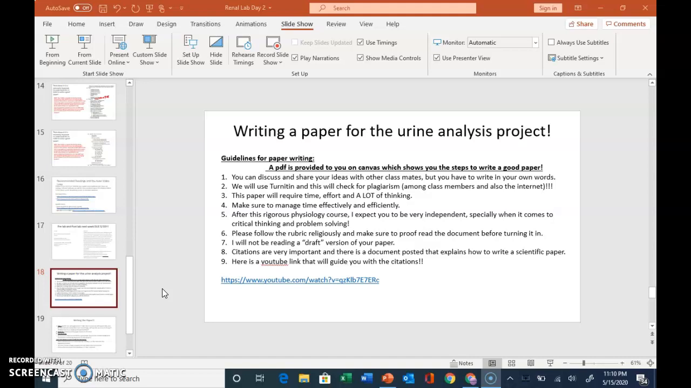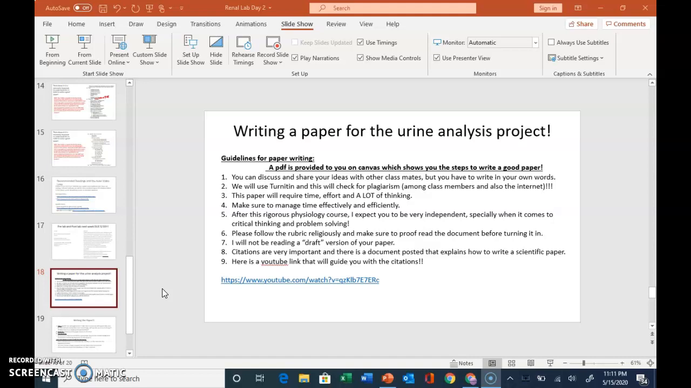This paper will require time. It will require a lot of time doing background research, reading about the feedback loops and understanding them, and of course putting everything together does take a lot of time, effort, and a lot of thinking. So don't get frustrated. Make sure you don't leave things for the last minute. Take one piece at a time, and I'm pretty sure you can do it. Make sure to manage time effectively and efficiently.